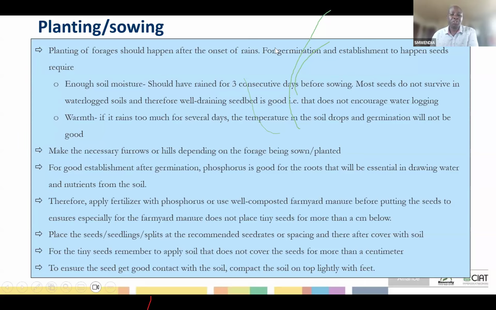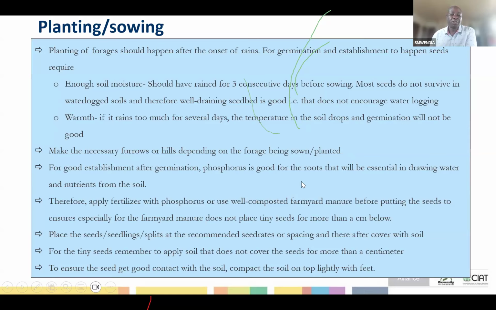And most seeds will not survive in waterlogged soil conditions, and therefore, a well-draining seed bed is good to make sure that waterlogging doesn't kill your seedlings. And make the necessary furrows or hills, depending on the forage. Of course, different forage types, whether it's Eurochloa or Panicum, have different seed rates depending on their seed size, and you'll see this later.